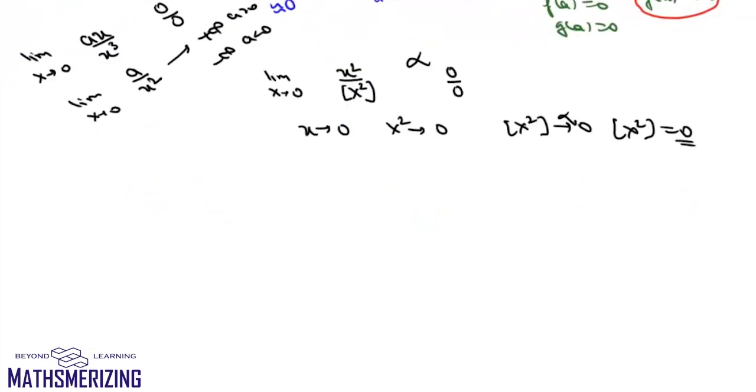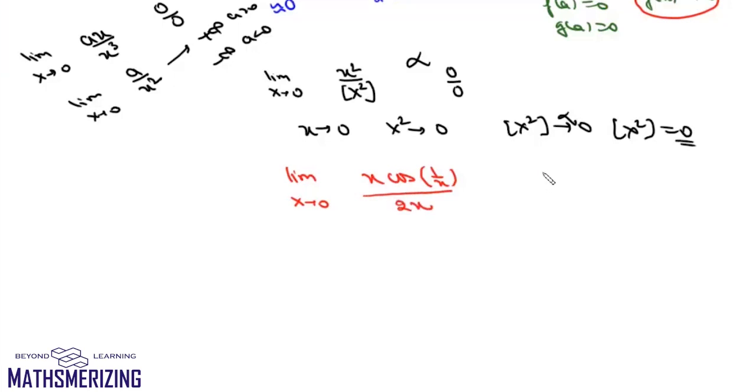Another example that we can consider is this limit, x tends to 0, x cos 1 upon x upon 2x.